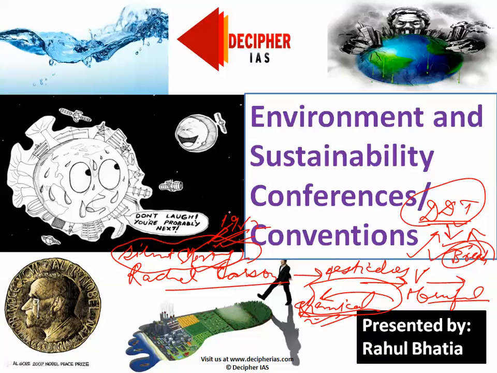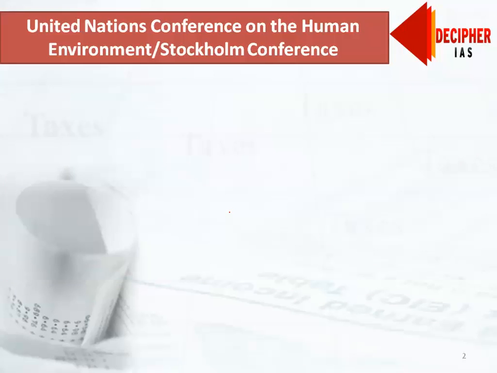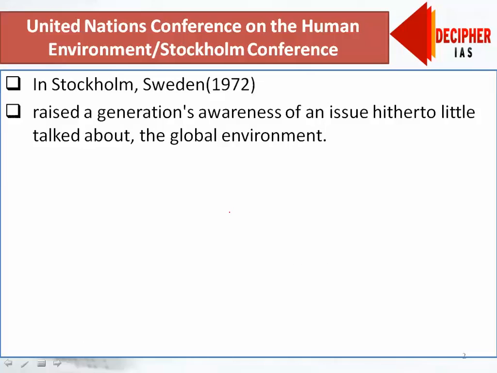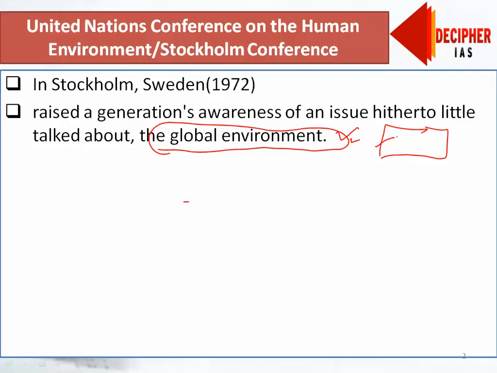Now moving to the first slide. The UN Conference on the Human Environment, alternatively called the Stockholm Conference, was held in Stockholm, Sweden in 1972. It was a conference on the human environment. It raised generational awareness about the global environment, which was not there till 1972, that environment is also important. Not only do we have to look at the environment, but we have to make a balance between environment and development. Fine.